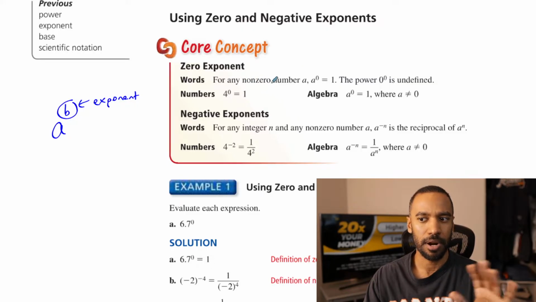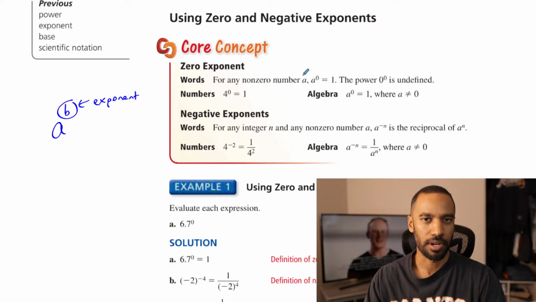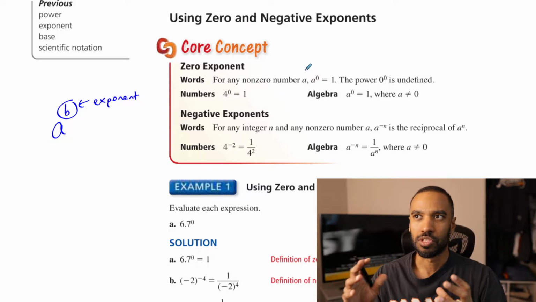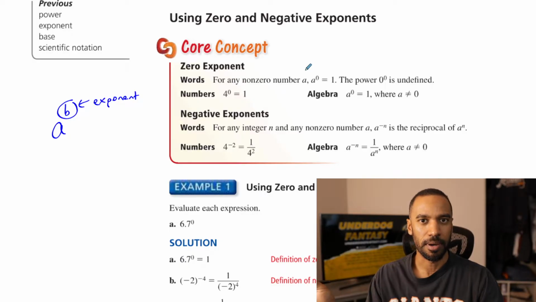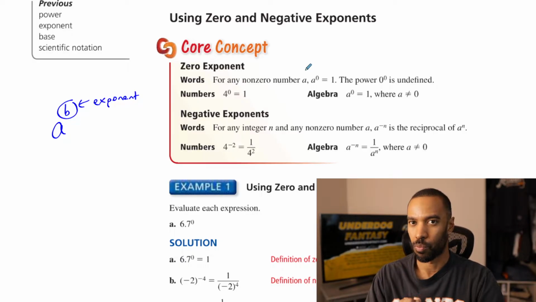But any non-zero number to the 0 power is 1. With 0, it has to do with dividing by 0. It doesn't quite work. But just assume we're not talking about 0 bases. But anything to the 0 power is 1.